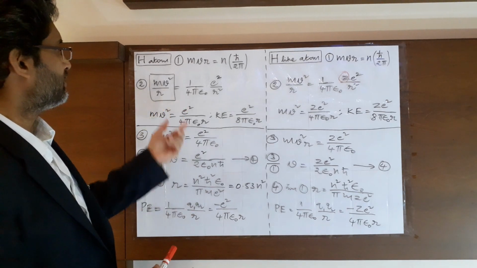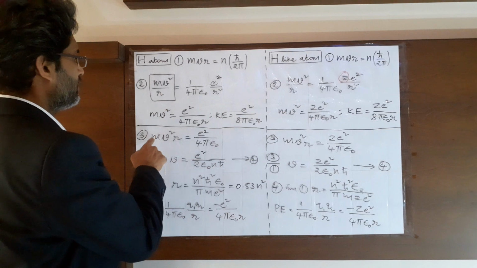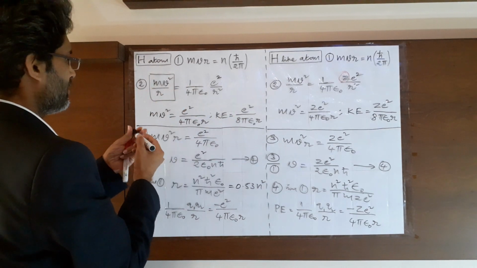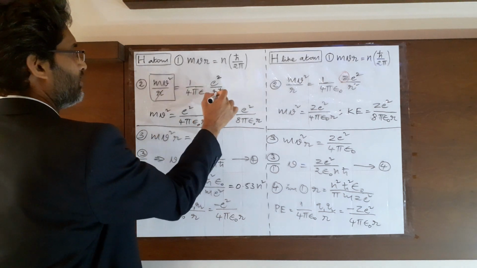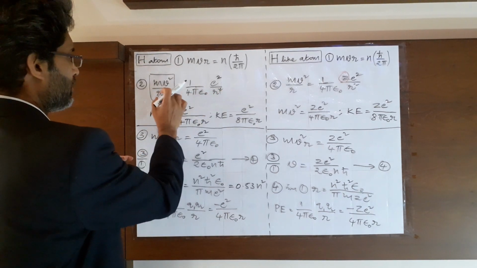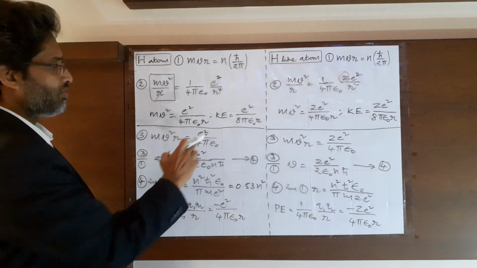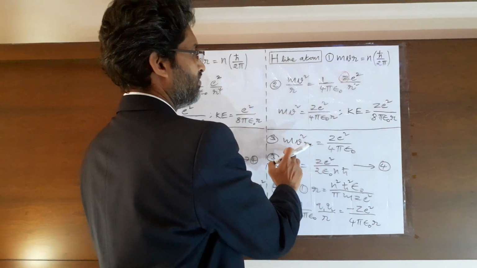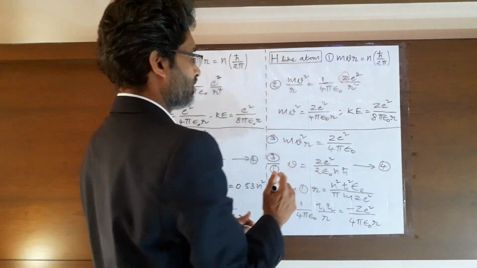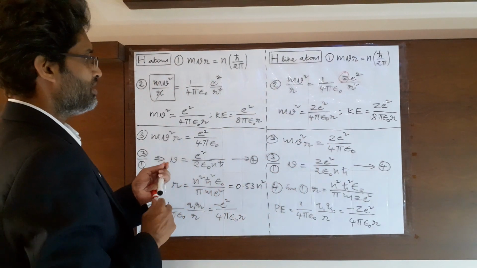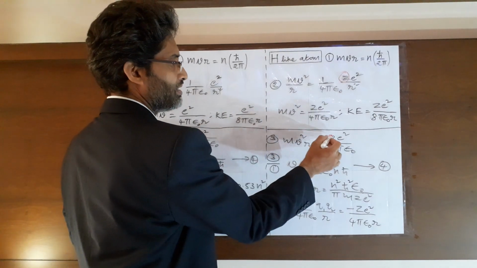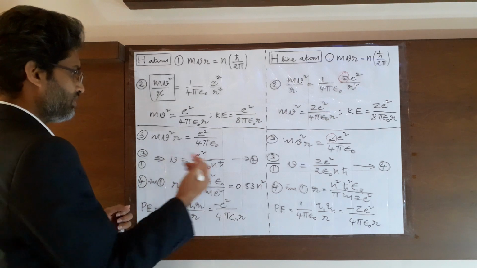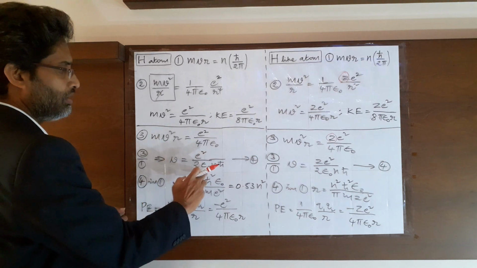Now, from this, if you consider mv square by r, I can cancel this 1 r here and 1 r here. Then I bring this r here. Then mv square r is equal to e square by 4 pi epsilon naught. And for a hydrogen-like atom, it is mv square r is equal to Ze square by 4 pi epsilon naught. Right? The only difference is that wherever there is e square, here an extra Z will exist. Ze square.